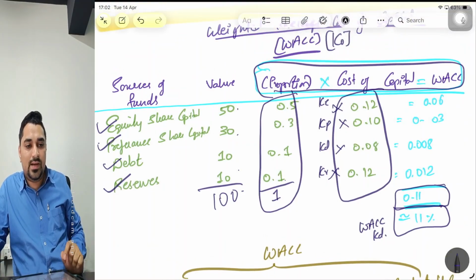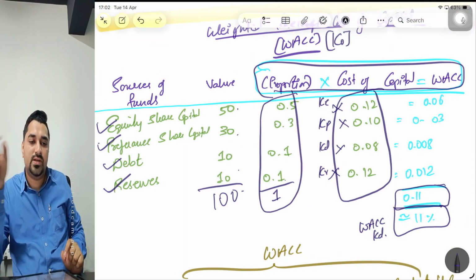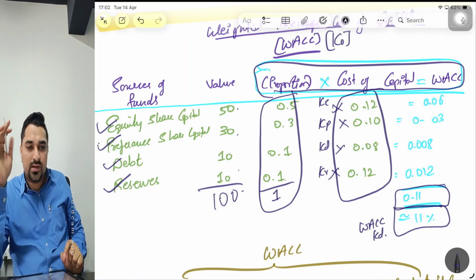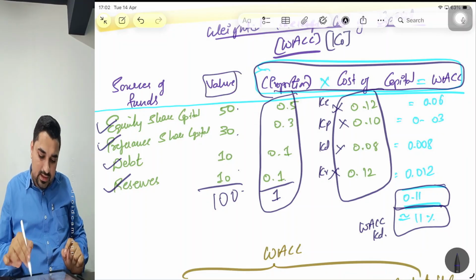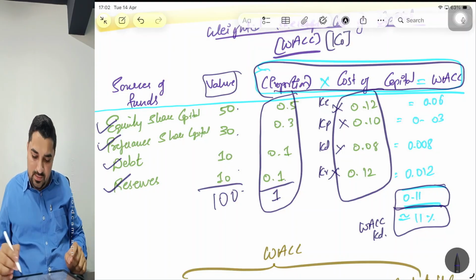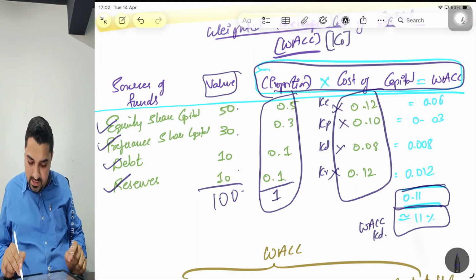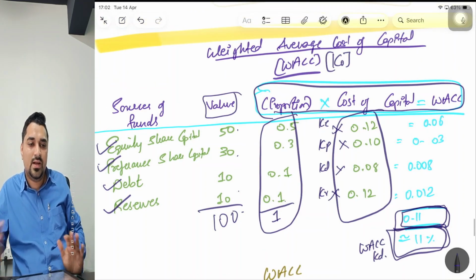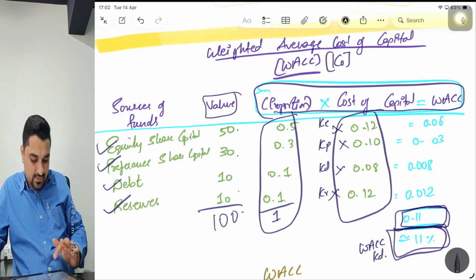So how do you calculate weighted average cost of capital? Proportion into cost for each source. You need to take the proportion value, then the individual cost component, which you know how to calculate, you have studied just now. Then you take the total of the proportion into cost column, and the total of this column will give you WACC. This is how you calculate a full-fledged weighted average cost of capital.